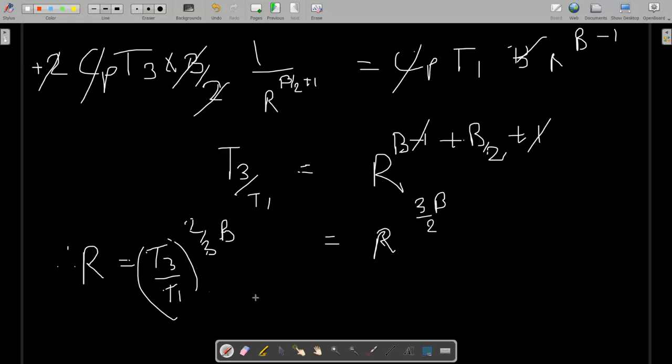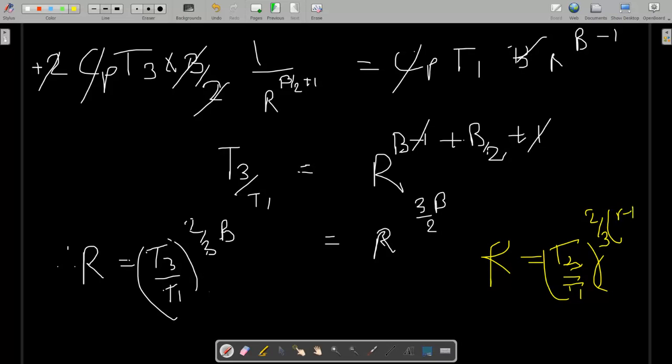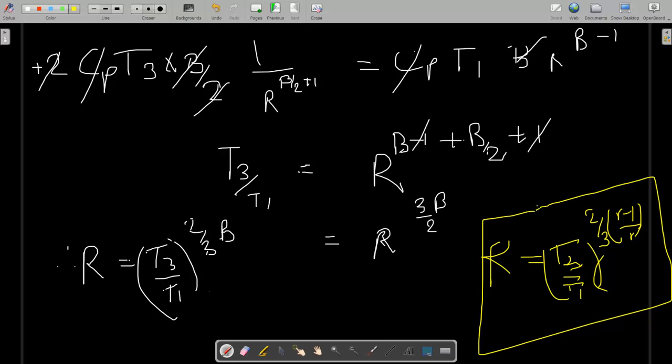Now what is B? We have to put the value of B, so we will get R is equal to T3 by T1 raised to 2 by 3 times gamma minus 1 upon gamma. Okay, so this is our final derivation, and this question has been asked for 20 marks. So this is the derivation.